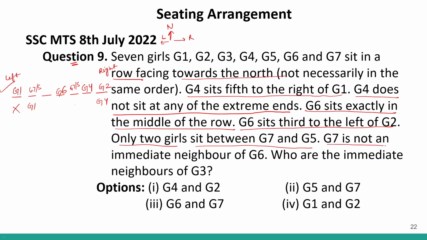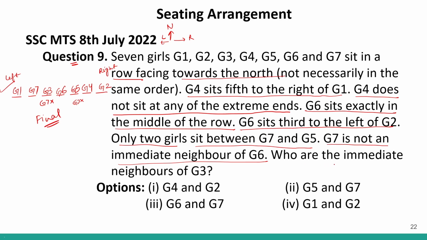Now it is given to us G7 is not an immediate neighbor of G6. So that means G7 cannot come here, right? And G7 can also not come here. So over here we will have G5 and over here we will have G7. So now I have placed G1, G2, and G3 I can place over here, the empty position, G4, G5, G6. This is my final arrangement. Correct? This is my final arrangement.